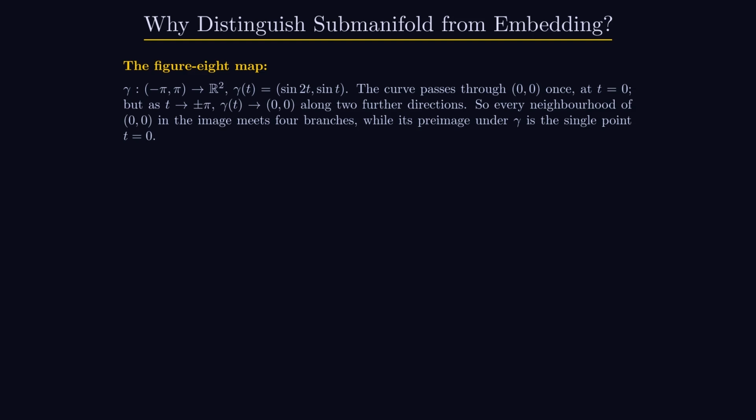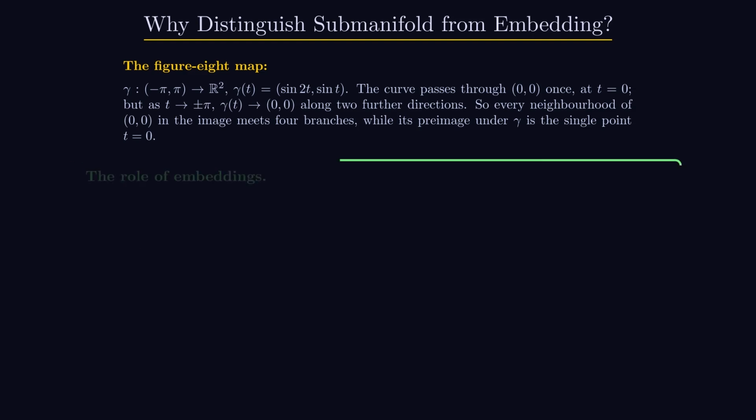The figure 8, which we just visualized, is the standard counterexample. It passes through the origin exactly once at t equals 0 and is injective everywhere. But as t approaches plus or minus pi, γ(t) approaches the origin from 2 additional directions. Any small neighborhood of the origin in the image meets 4 branches, while the pre-image in the domain is just a single arc around t equals 0. The subspace topology on the image and the domain topology disagree.